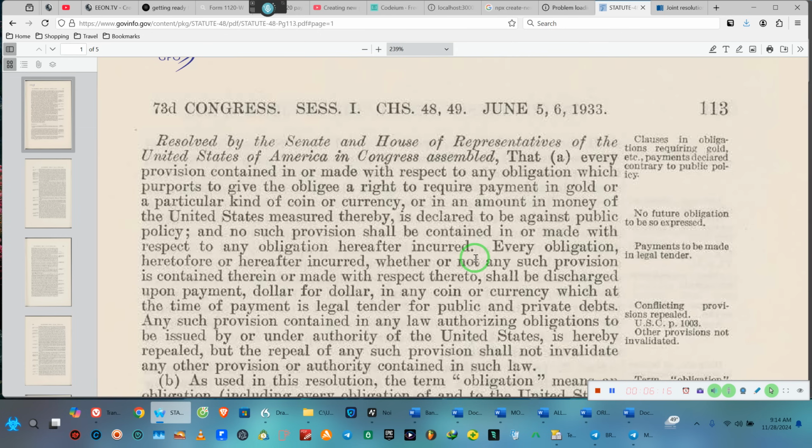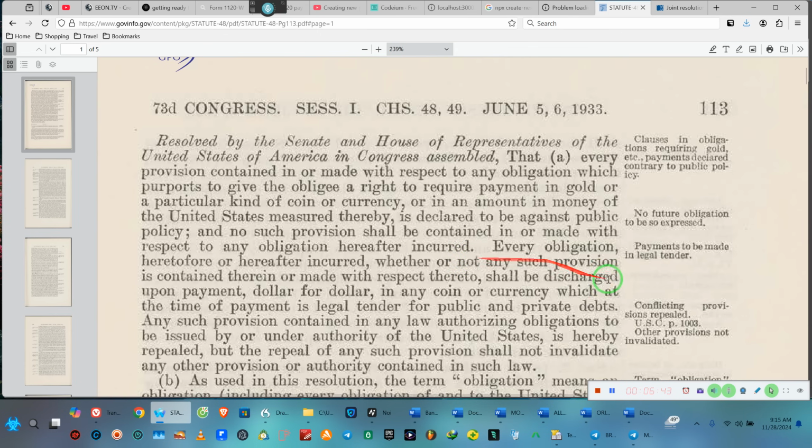HJR 192 is not a law. The actual law is called the Act of June 5th, 1933, or pay attention, Public Resolution number 10 of June 5th, 1933. Now, the original title of the act is the Act to Uniform the Value of the Coins and Currencies of the United States. Okay, but we ain't gonna go there. There ain't no need to go there.